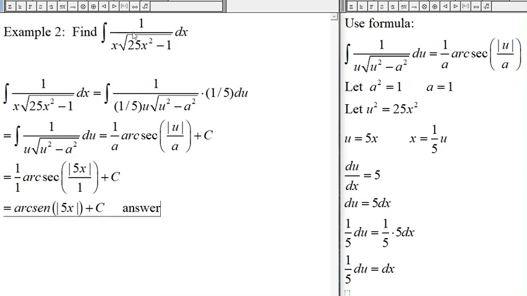So the integral of 1 divided by x times the square root of 25x squared minus 1 is arcsecant of the absolute value of 5x plus c.